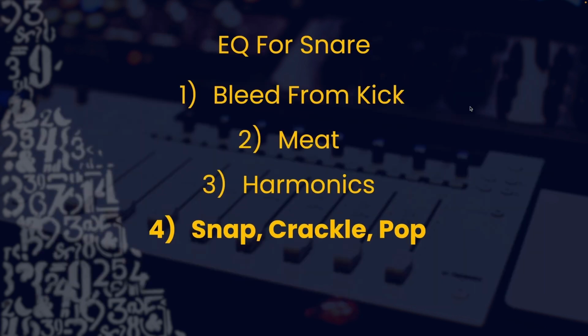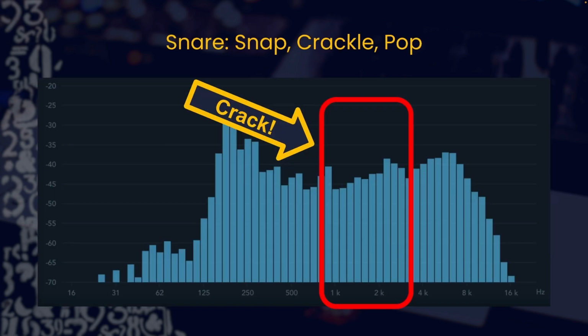All right, so the next one we're going to be running into is snap, crackle, and pop. So this is really where the aggressive crack of the snare comes in, and I couldn't find another analogy for this characteristic of the snare other than breakfast cereal. So this is where the crack comes in.